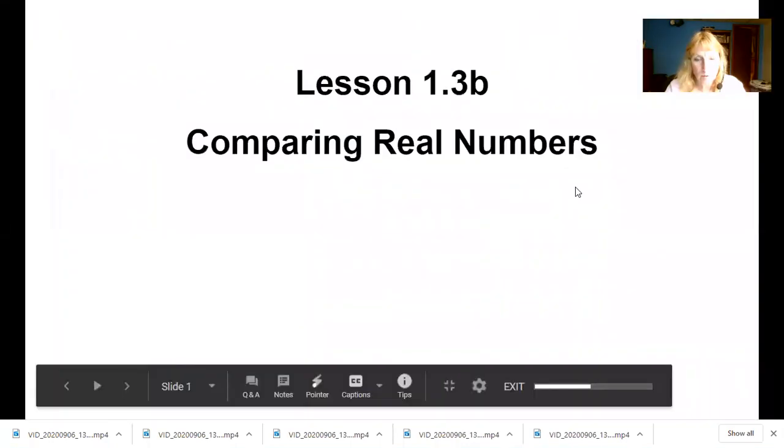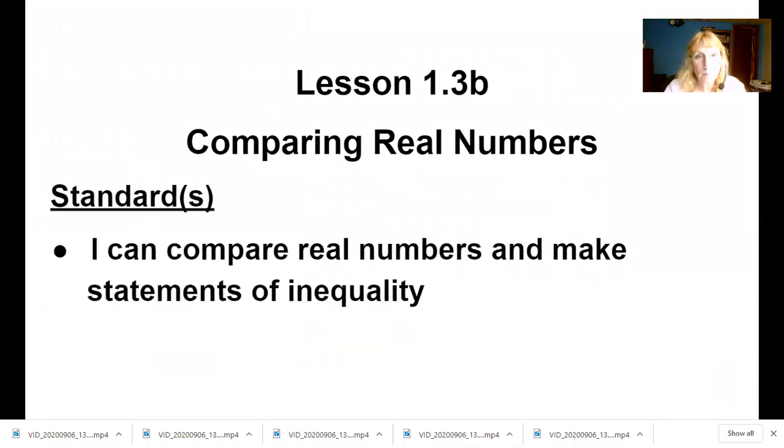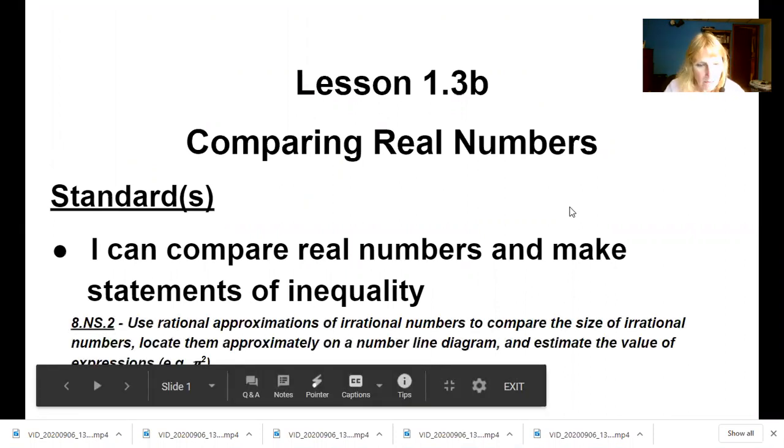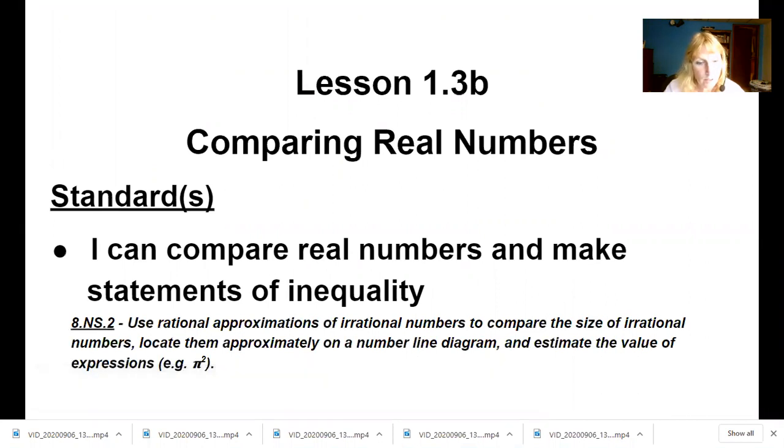Okay, as I said, 1.3b, comparing real numbers. The standard statement today is I can compare real numbers and make statements of inequality. We talked about inequality statements last spring, so that is something we'll have to remind you of today. And again, we're still working from standard NS2. So you should now know how to do rational approximations of irrational numbers. To compare the size of them, you should be able to locate them on the number line, and you should be able to estimate the value of the expressions.